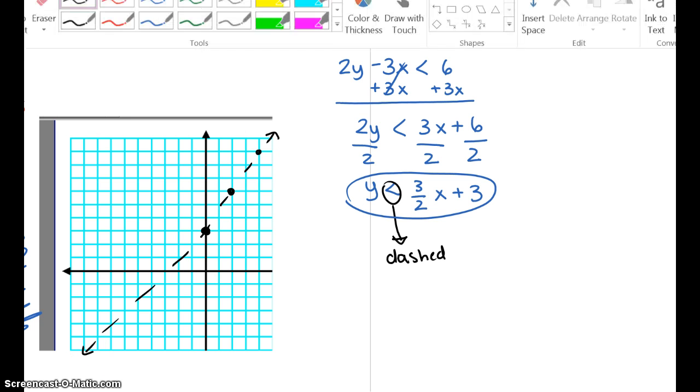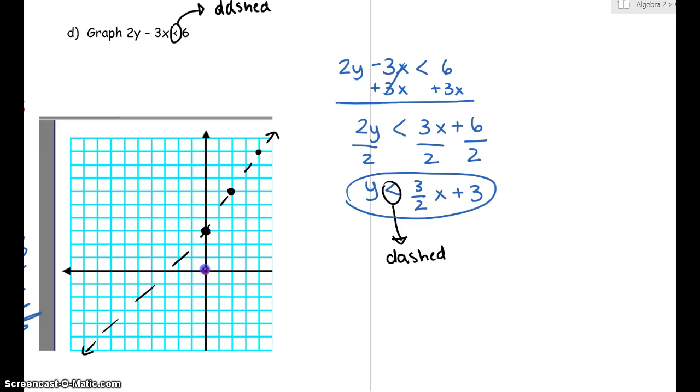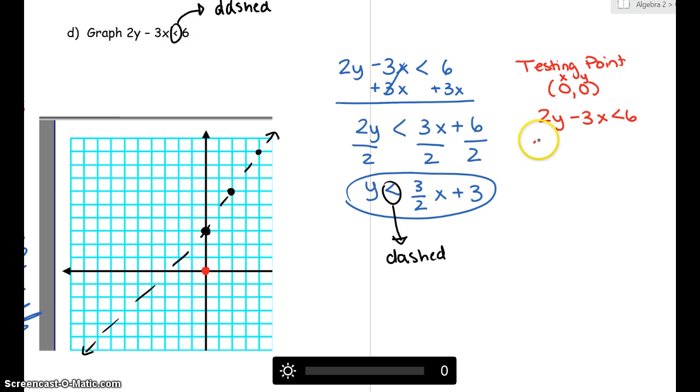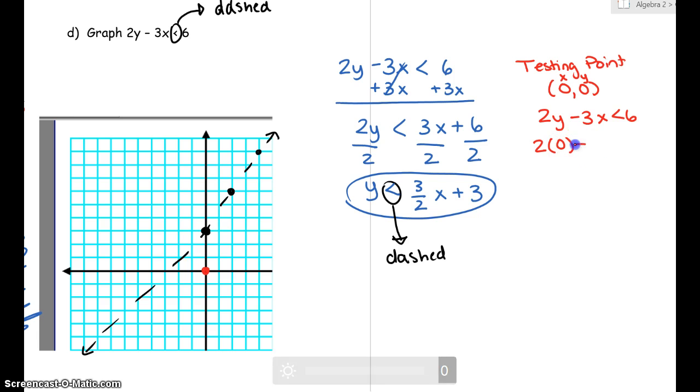Alright, we're going to once again test the point. Like I said, I like to test 0, 0 if we're not using it. So testing point, sometimes I even write testing point so I remember. And 0, 0 is our value. X is 0 and y is 0. And our inequality is 2y minus 3x is less than 6. I like to use the original just in case I'm in an error somewhere. And then we have 2 times 0 minus 3 times 0 is less than 6.